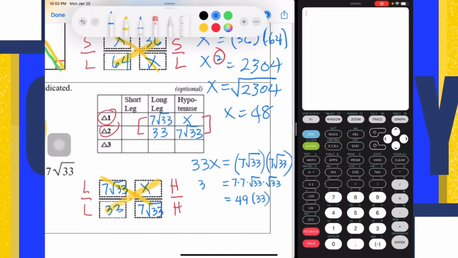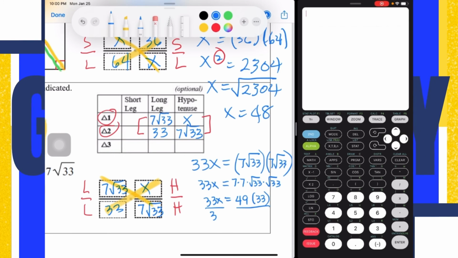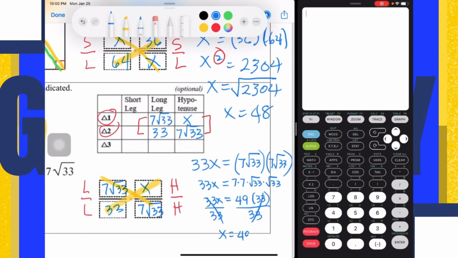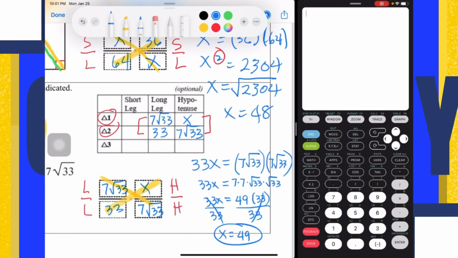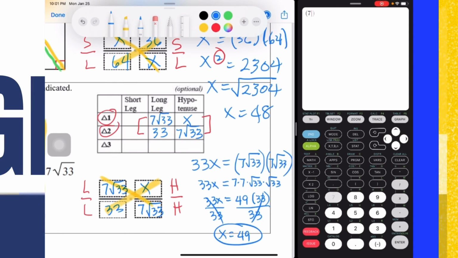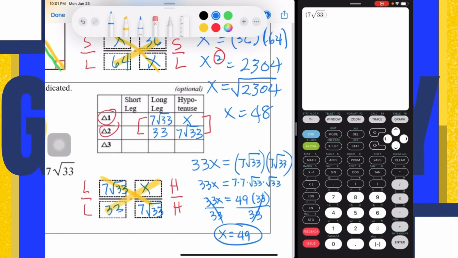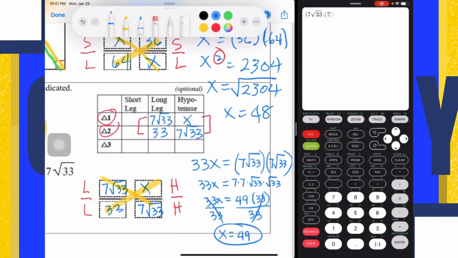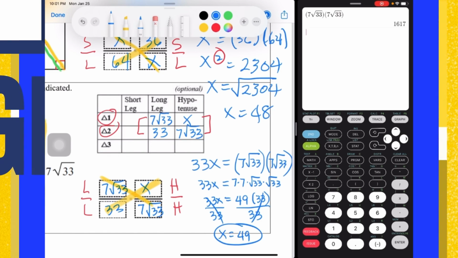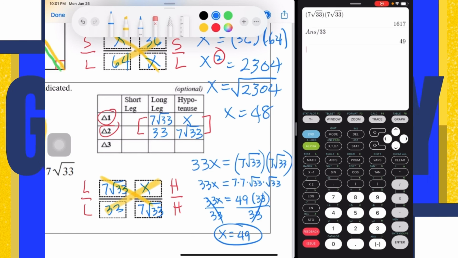Okay, so I'm keeping 33x on the left side of the equation and dividing each side by 33. The 33s get cancelled, so therefore x is equal to 49. Now if you would like to verify the product of 7 root 33 and 7 root 33, you may use your graphing calculator. So let's go ahead and do that. 7 times root 33 times 7 root 33 is equal to 1617, and dividing that by 33 will give you 49. So our answer is correct.